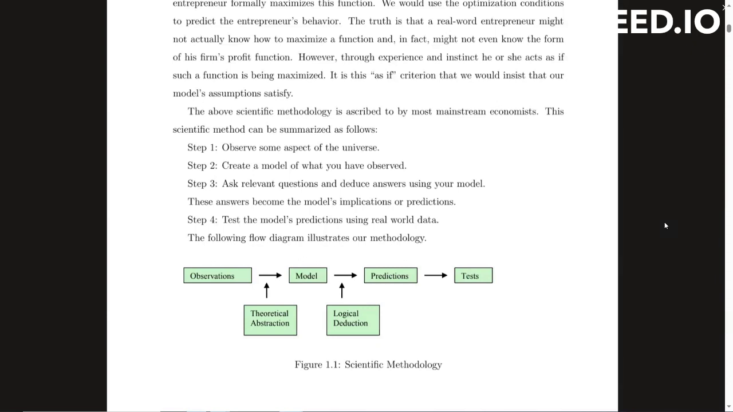So this is the economic model. This encompasses the philosophy behind all economic models. Okay, so step one, observe some aspect of the universe. It's just observations. Observe some aspect of the universe just means that this goes across all sciences. It's the economic model, but this is basically the scientific method. This goes across all sciences, all fields of study, anything.